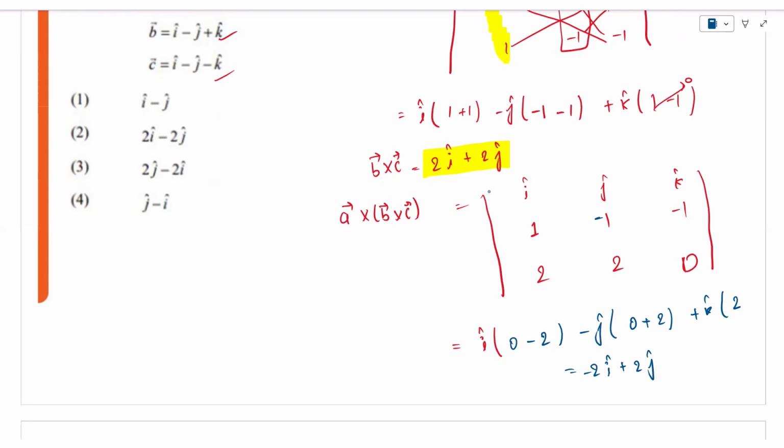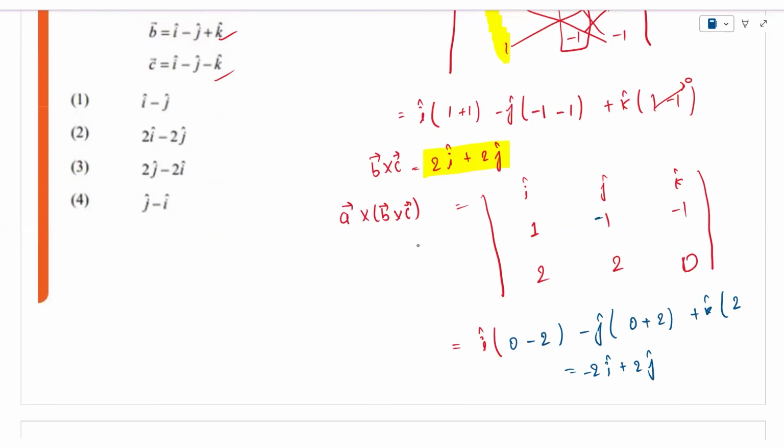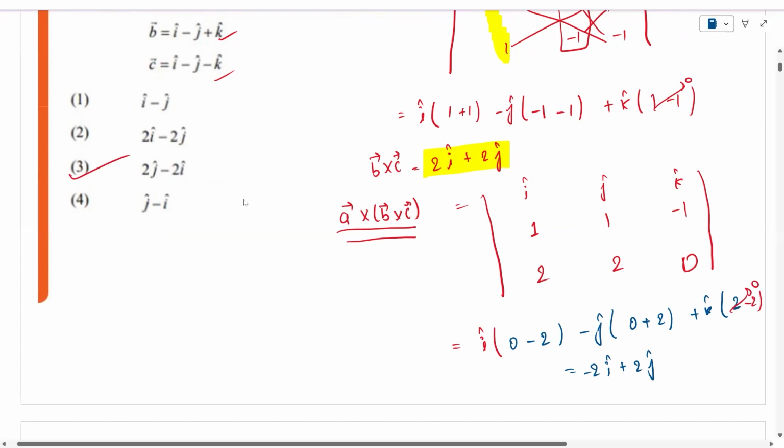one more thing here. Okay, we are interested for A vector. So in A vector, it is 1, 1, minus 1. So this is not minus 1, this is 1 for A vector, because we are calculating A cross B cross C, right? So it is 2 minus 2, that is 0. So final answer is 2 J cap minus 2 I cap. Third one is the correct option.